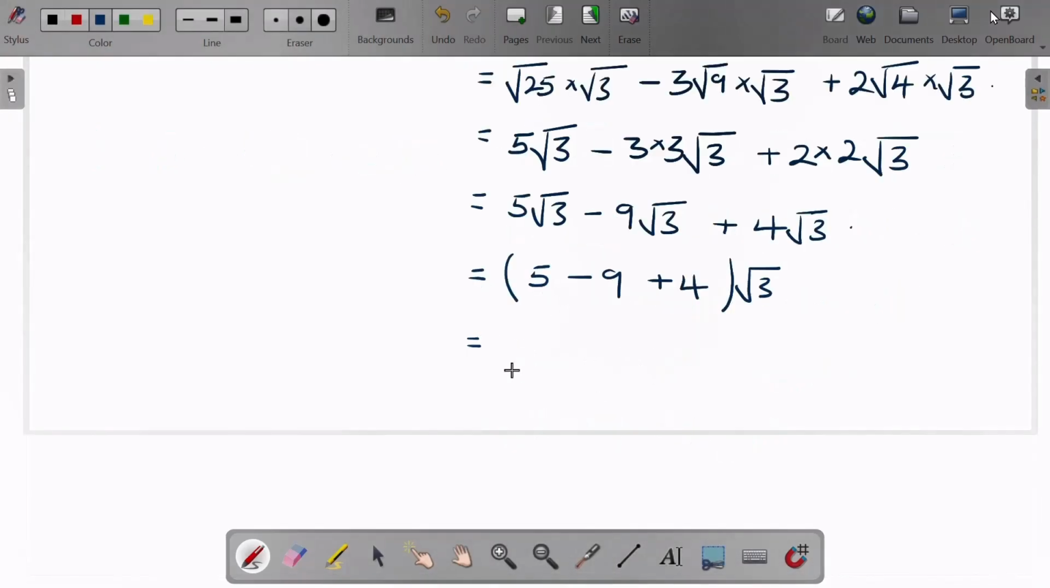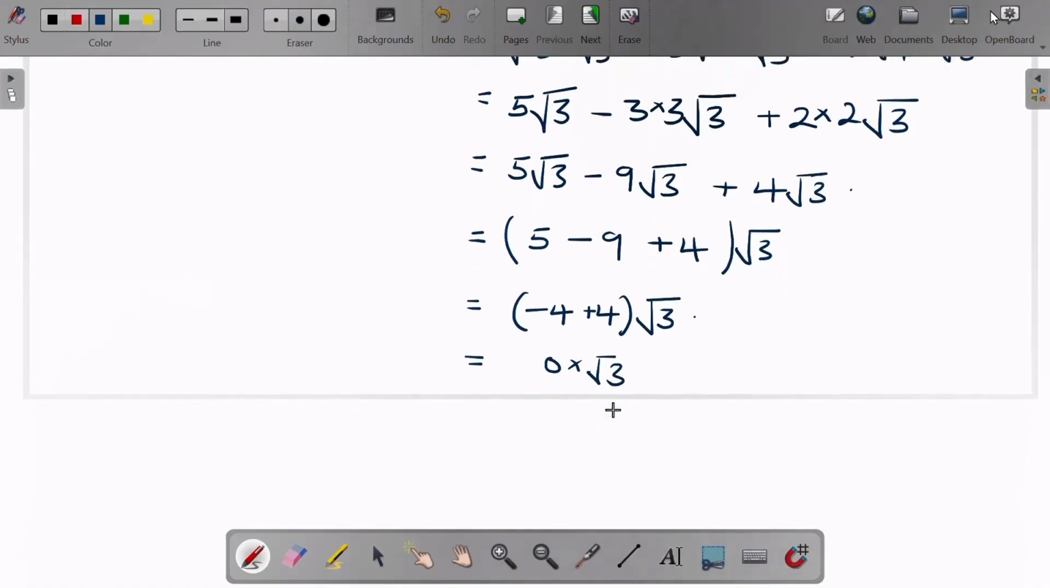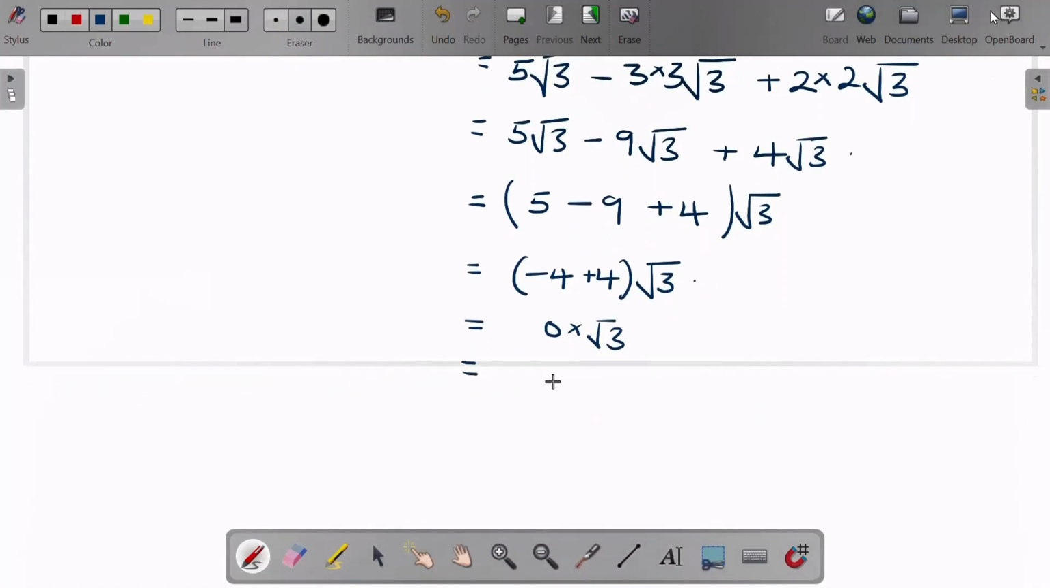So this is the same as having negative 4 plus 4, multiplied by the square root of 3. Negative 4 plus 4 is 0, multiplied by the square root of 3. 0 multiplied by any number gives us the answer as 0. Therefore, this is the answer to our part E of the equation.